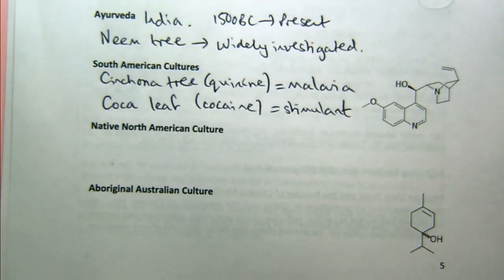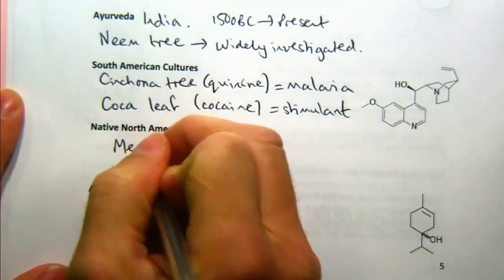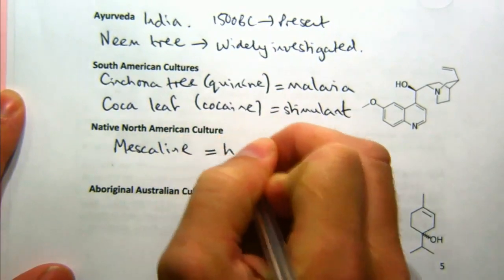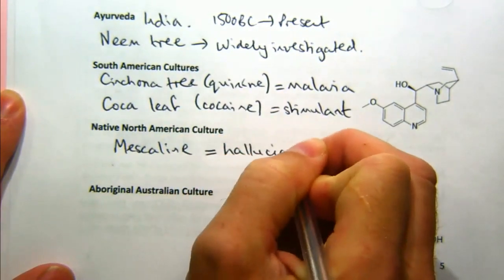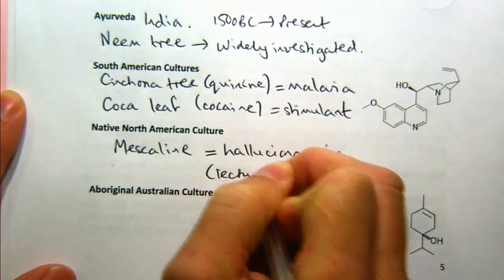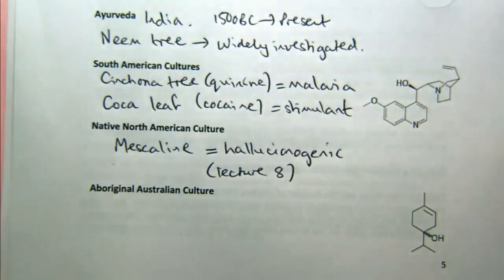Native North American culture, probably their most famous medicinal product is mescaline, which is an extract of cactus. We'll talk about that more in lecture 8, and that's hallucinogenic. It's actually used in North American culture to access a kind of dream state, which is an important part of the way North American culture society bonds together, and we'll talk a bit more about that in the last lecture of the course.